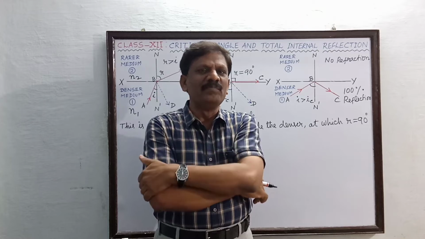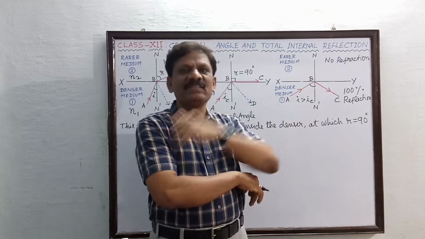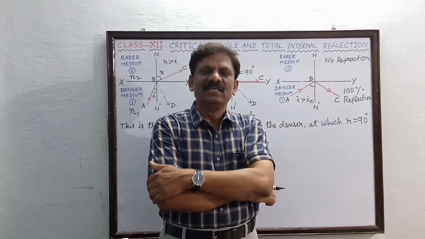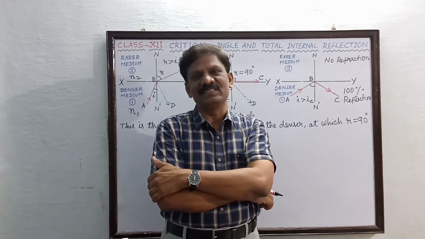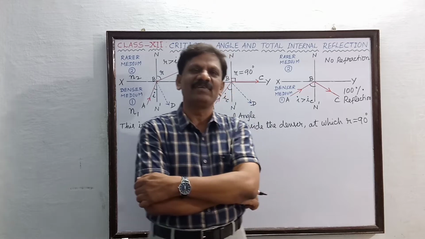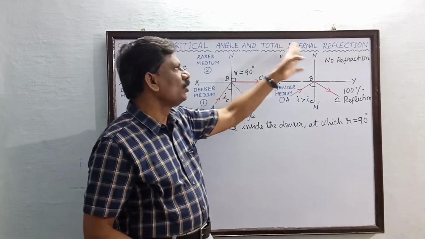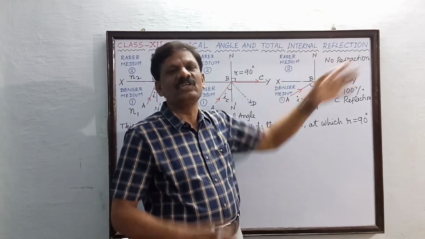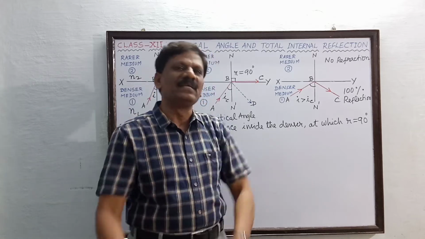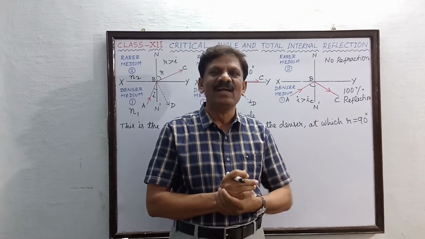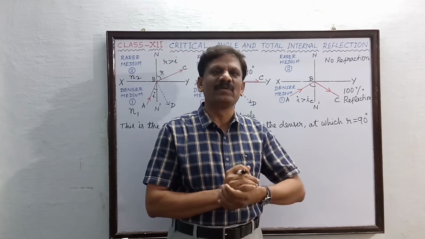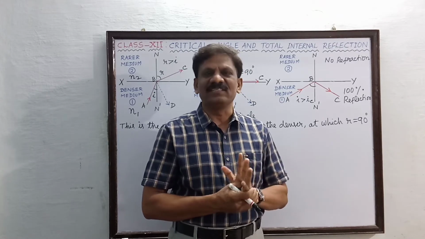The word total means what? 100% of the light will be reflected. The word internal means what? Within the first medium itself, within the denser medium itself. So there is meaning in the statement total internal reflection. Totally 100% of the light will undergo reflection within the first medium itself. No refraction will occur. So this is called total internal reflection.